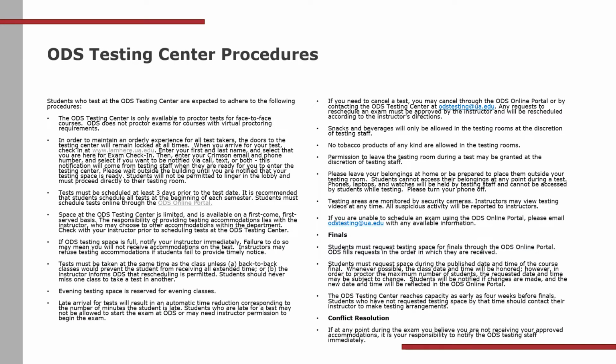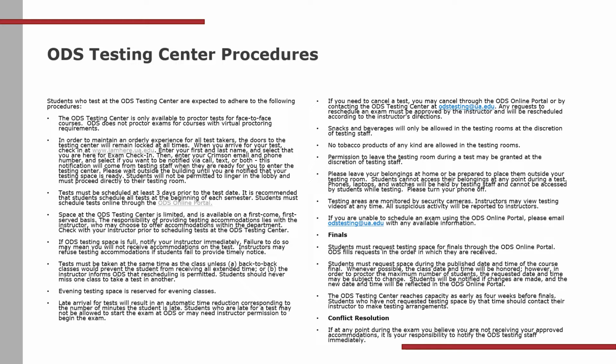Before requesting space at the ODS Testing Center, please take a moment to review our testing procedures. This information is available on the ODS website, and students acknowledge receipt of these procedures each semester when accommodations are requested. All requests for space must be submitted a minimum of 3 days in advance. It is important to note that space at the ODS Testing Center is limited and is first come, first served. This becomes increasingly relevant during finals, and the ODS Testing Center will be completely booked with requests in the 3 to 4 weeks leading up to finals.